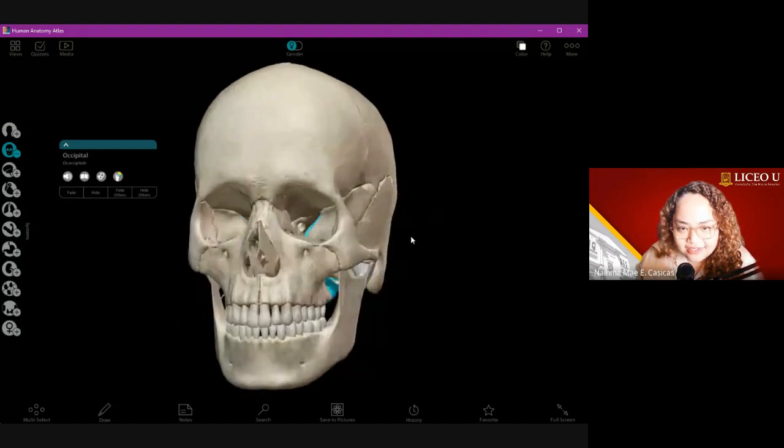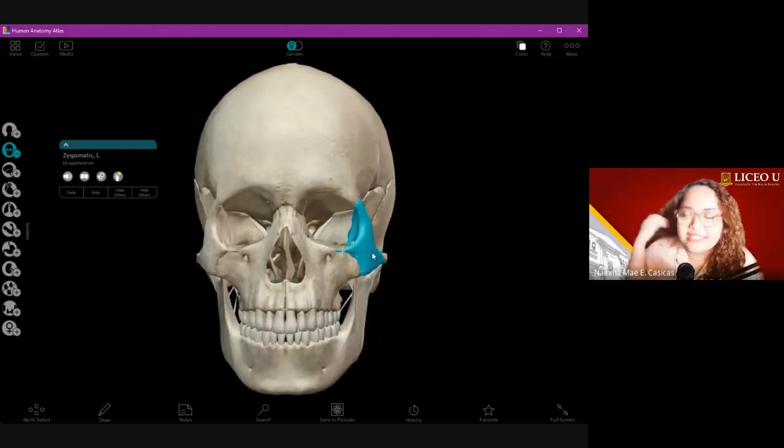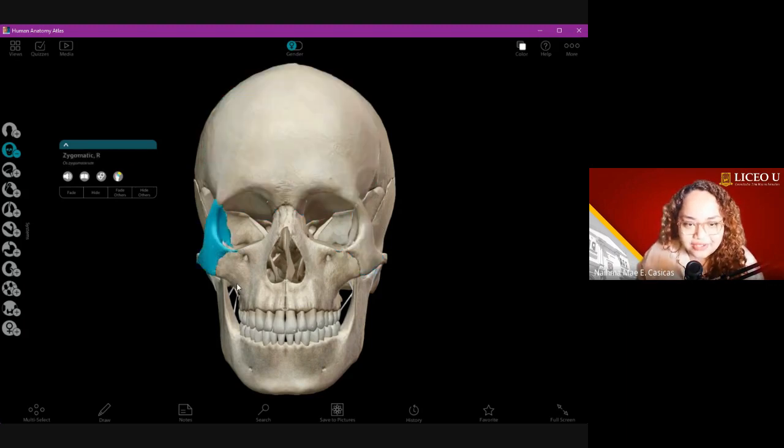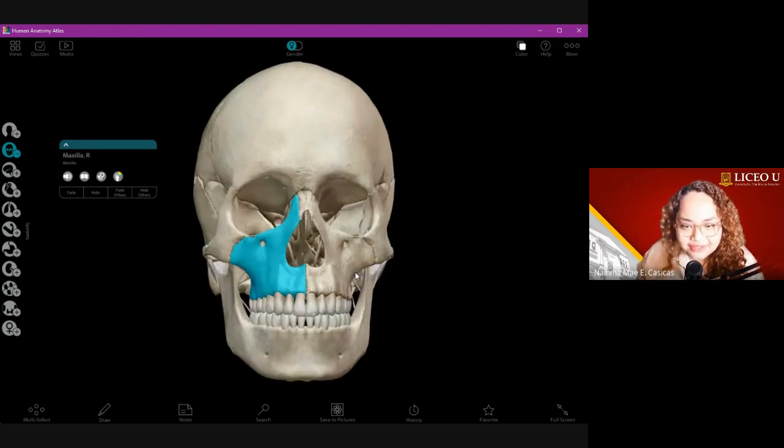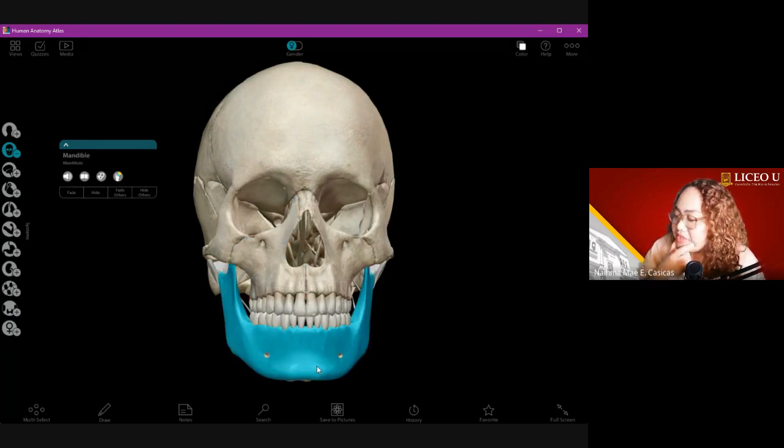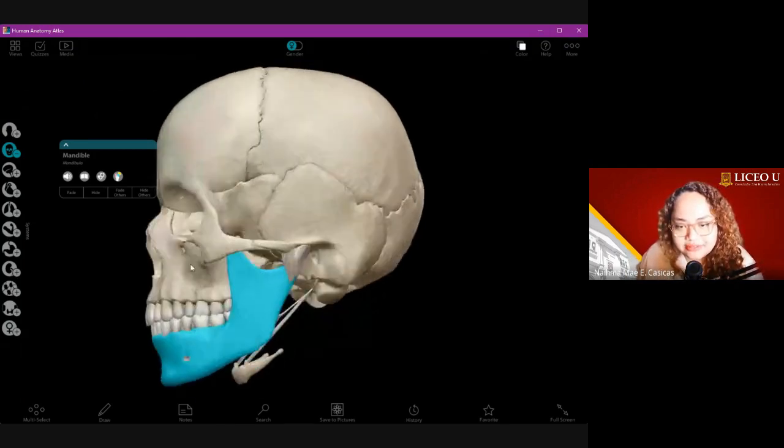And then you would have this, where for the girls you put highlighter. That is your zygomatic bone. And then you have your maxilla right here and your mandible. The jaw. The one that you open and close. That's the jaw right there.